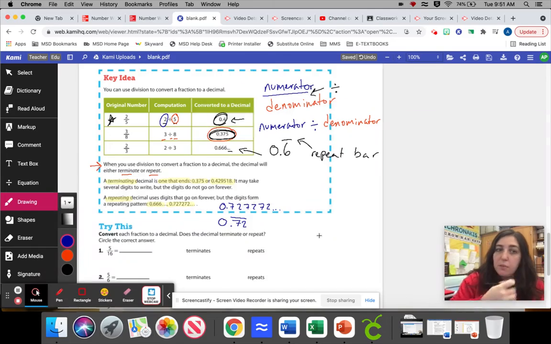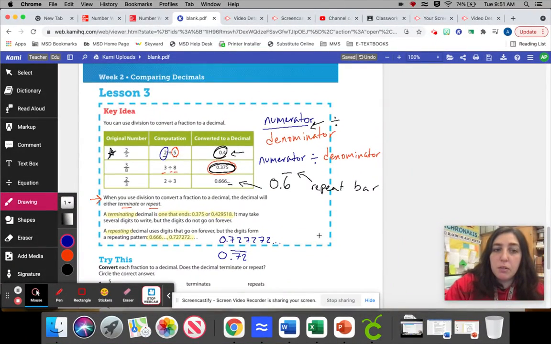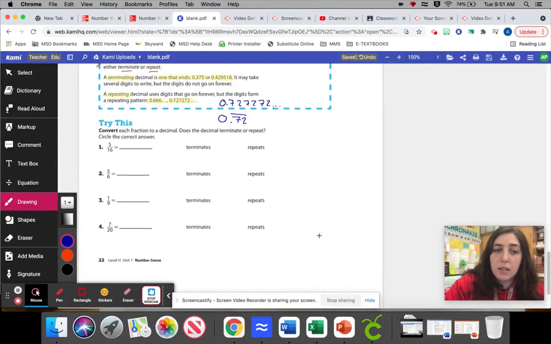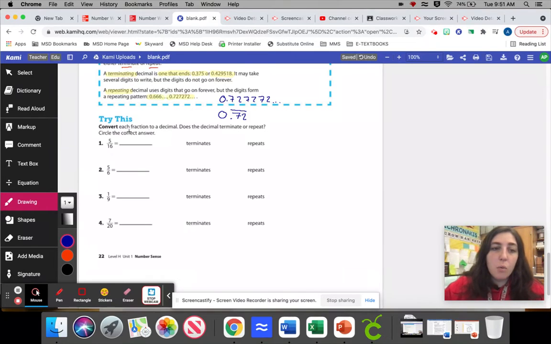Let us know if you have questions about those key ideas, but that's what we're going to be doing in lesson 3. So let's go to the try this section. We have to convert each fraction to a decimal, and then we have to say if the decimal terminates or repeats. So we have to say if it stops or if it keeps on going, and just circle the correct answer. So 5 divided by 16, or 5 over 16, we're going to put this in our calculators as 5 divided by 16. Okay, remember, numerator divided by denominator.